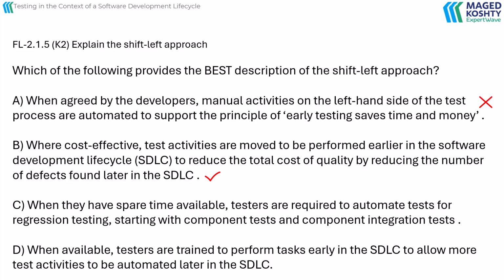Option C. When they have spare time available, testers are required to automate tests for regression testing, starting with component tests and component integration tests. This is not correct. It doesn't make sense to consider automation when the testers have spare time. And again, automating the tests has nothing to do with the shift left approach.